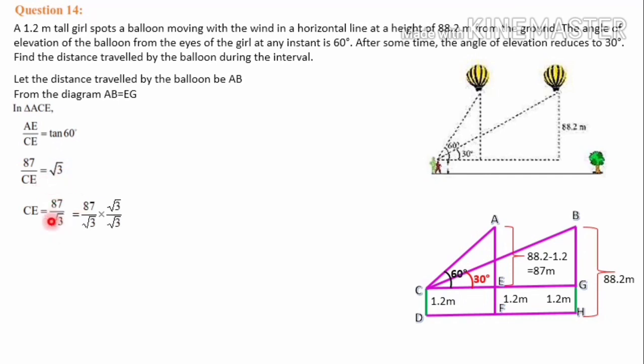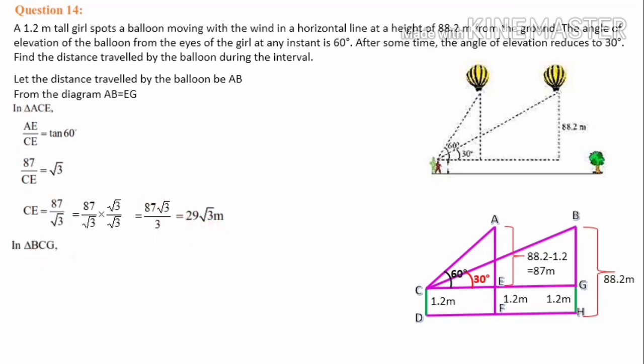The denominator is an irrational number, so we have to rationalize. Multiply root 3 in the numerator and denominator. That is equal to 87 root 3 by root 3 into root 3, which is 3. So when you cancel 3 and 87, we will get the answer as 29 root 3 meters.